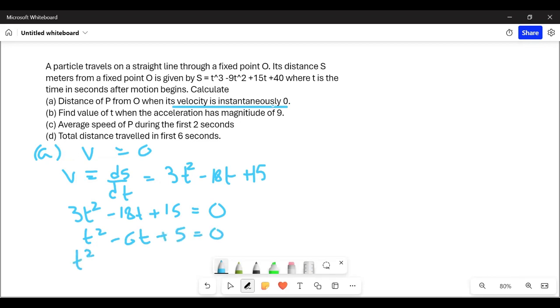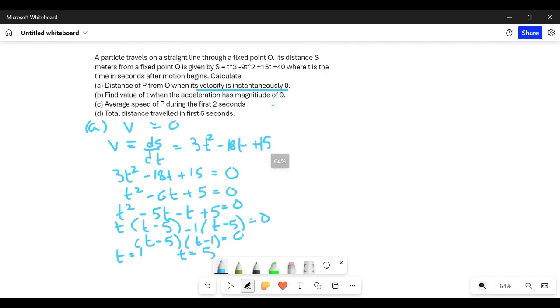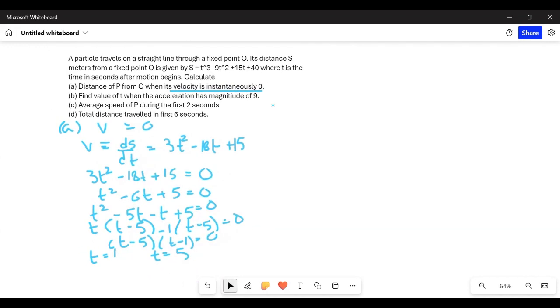Now do middle term breaking. Multiplication should give 5. Addition should give minus 6. So minus 5t minus t plus 5 equals 0. t common, t minus 5, minus 1 common, t minus 5. So we get t minus 5, t minus 1 in brackets equals 0. So at time equals 1 and at time equals 5, the object is instantaneously at rest.